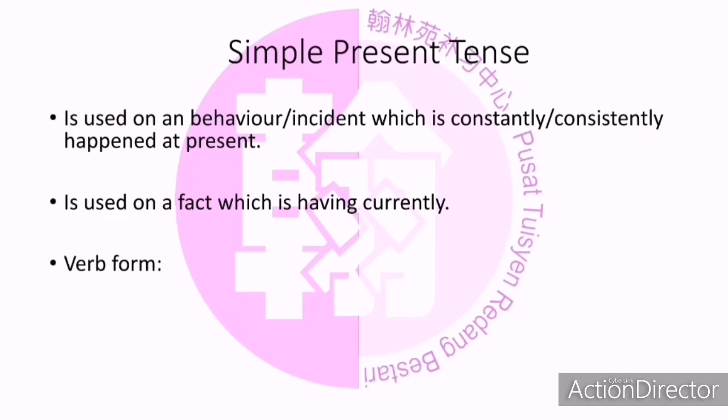So let's look at the formation of the verb form. The formation of the verb form is very simple. It's either the bare form of the verb or the verb with s. So how are we going to differentiate with s or without s? It's very simple. If the subject is more than one, you should use the bare form. And if it is only one subject, you should use the verb with s.